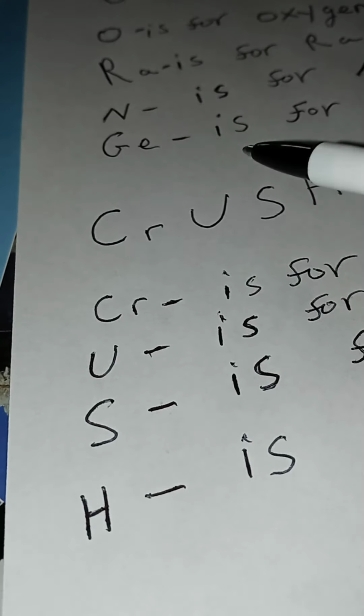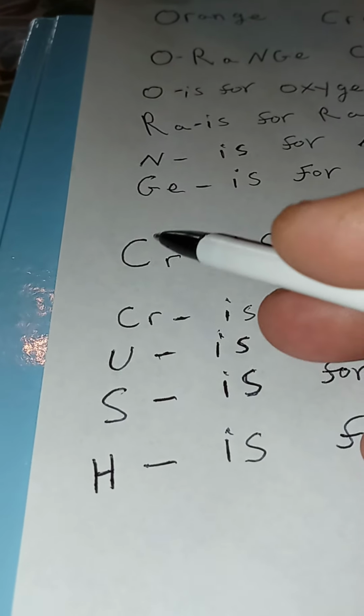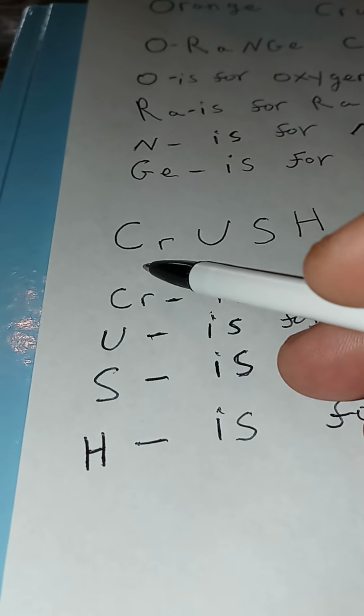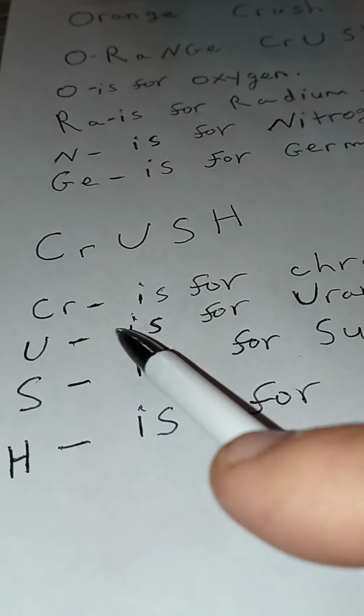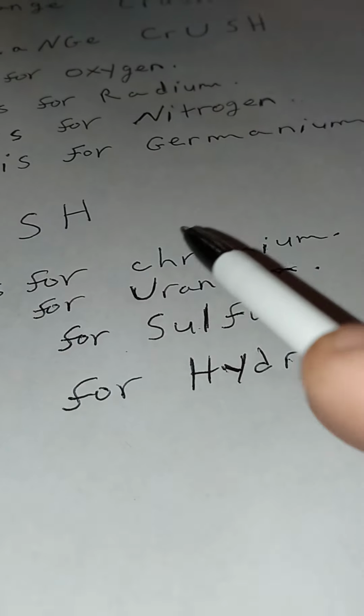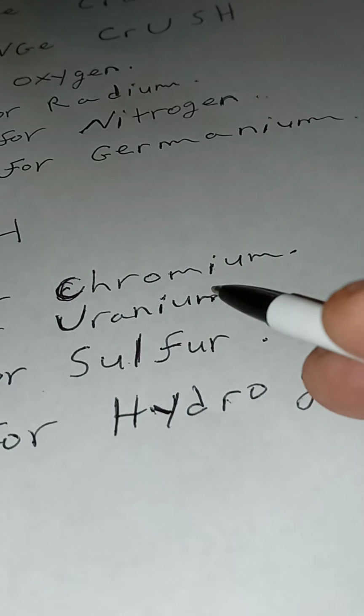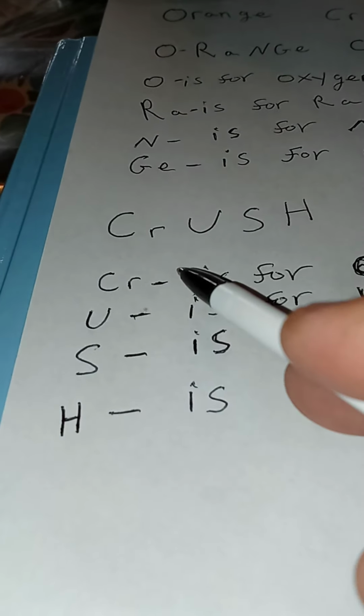Crush is spelled capital C-R-U-S-H. So how do we break this down? Well, there's two ways to do this. I'm going to show you the first way. You can either say capital C and a small r, because don't forget the first letter has to be capitalized and the small one is lowercase. Capital CR, and the CR is for chromium. Capital C-H-R-O-M-I-U-M. Okay? That's chromium.